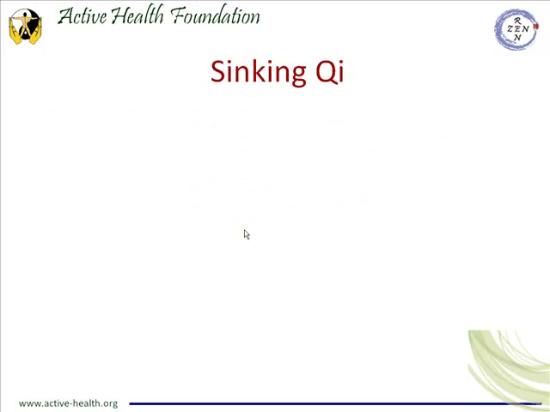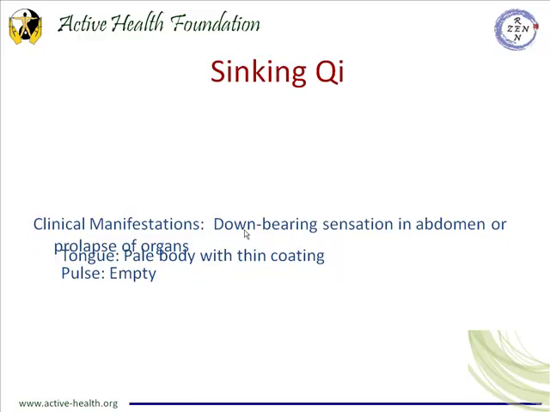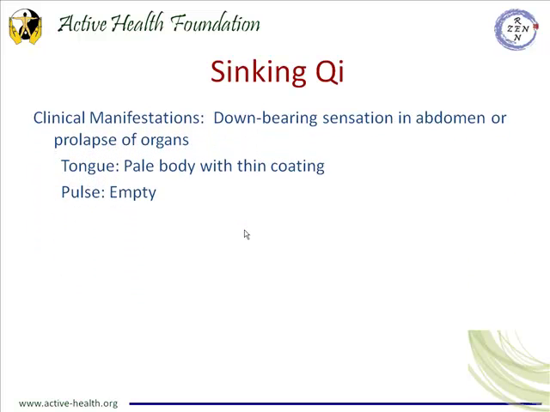If we look at sinking Qi, the main clinical manifestations would be a bearing down sensation in the abdomen, or prolapse of the organs. This would be where everything is falling down, where the spleen Qi is unable to hold the organs in their place. A common example of this would be hemorrhoids. And the tongue again would be pale with a thin coating, and the pulse would be empty.